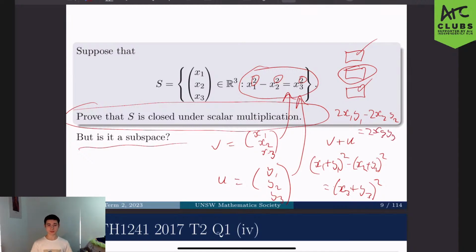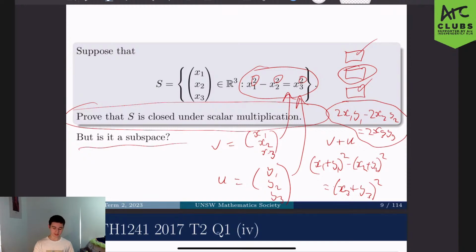And the result of this, we don't know. There's nothing given about the specific values of x1y1, x2y2, and x3y3, so we cannot conclude that it is closed under vector addition.